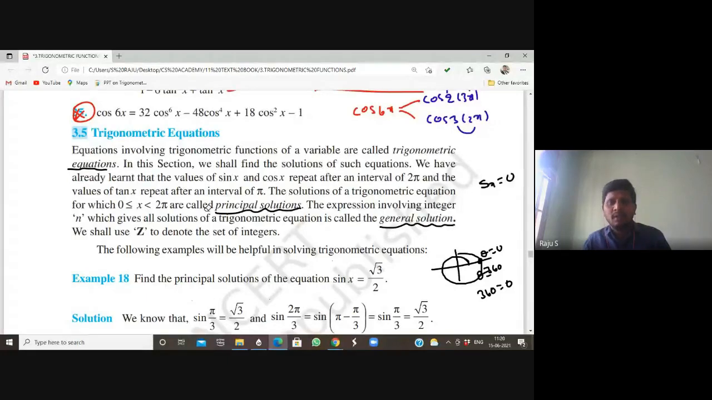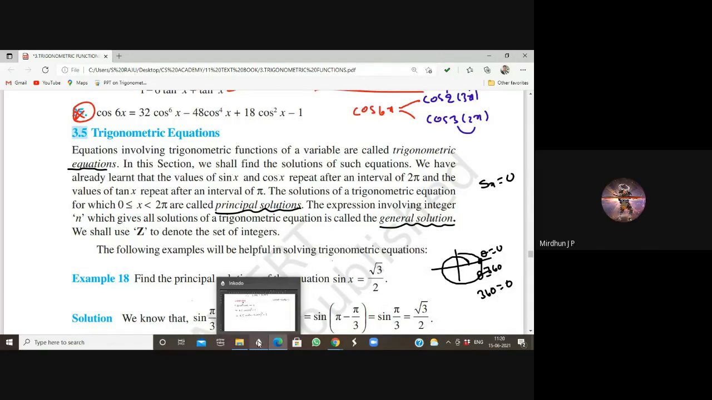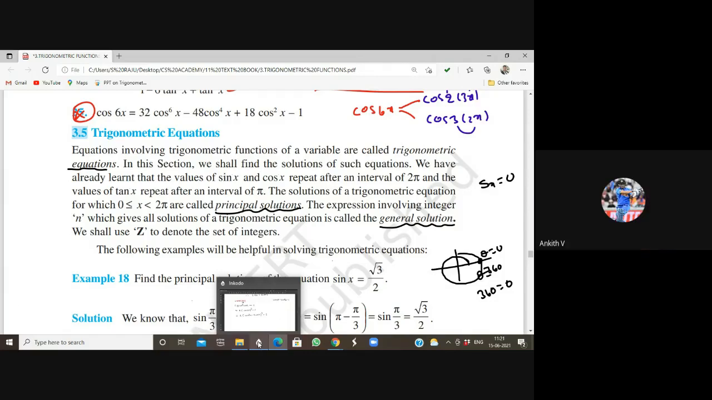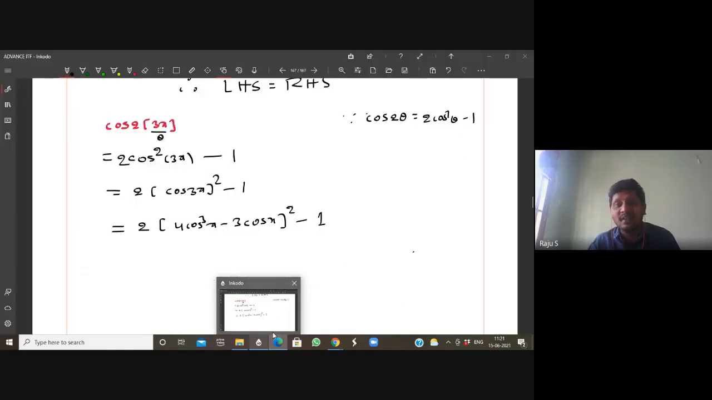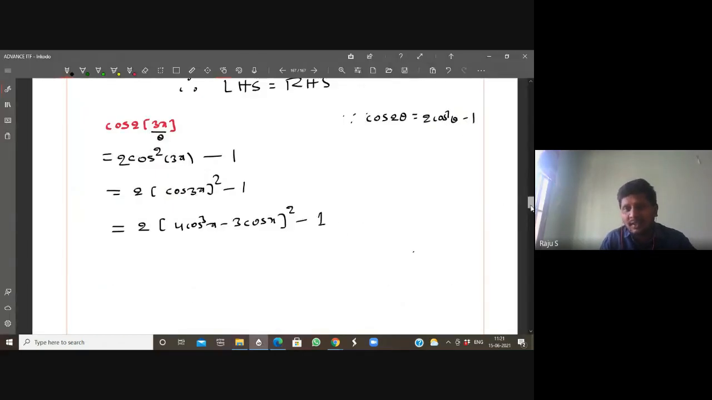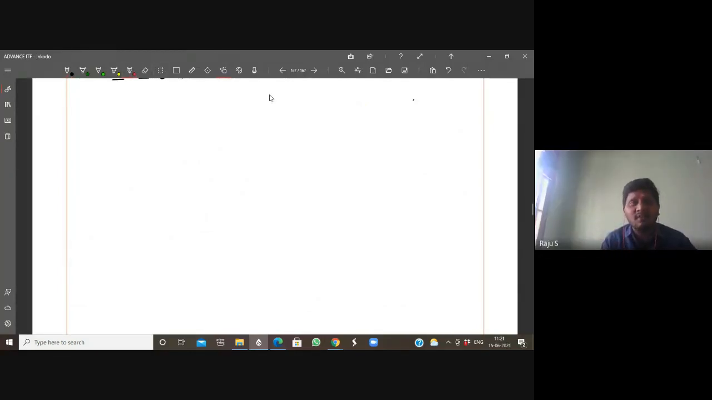See here, for example, what is the sin 0 value? Sin 0 is 0. Sin 180 is 0. I'm not asking sin 90. Sin 360 is again 0. Then every 180: 480, 720, 1080, everything will be 0.